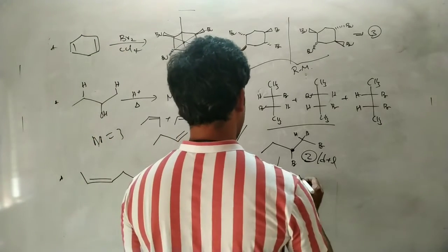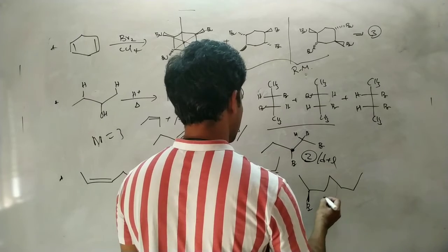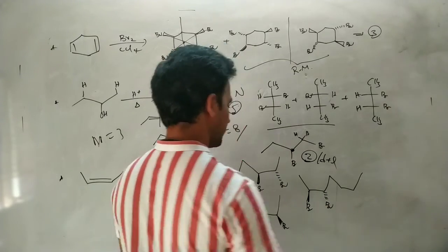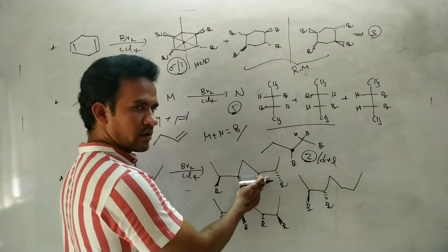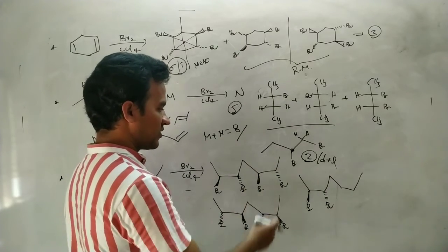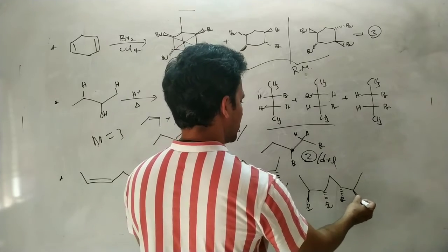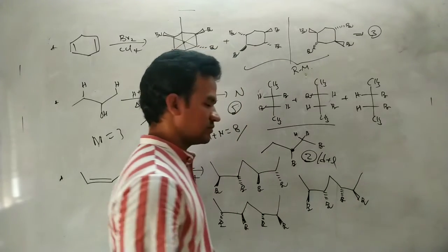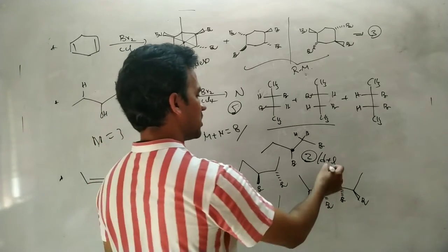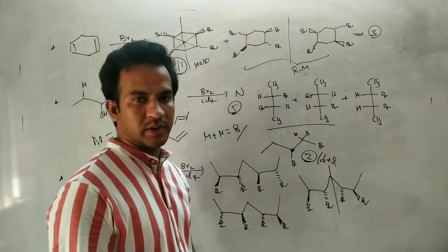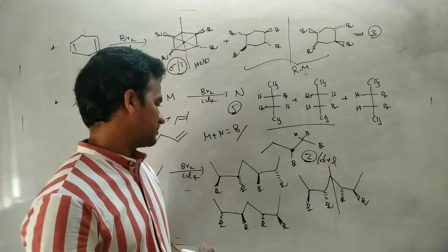Now next I am taking here above the plane bromine, this bromine below the plane. Now in this case, across the double bond, I am changing the fashion. Here I am taking this bromine below the plane, and this bromine above the plane. That is a possibility. This product is optically inactive because of the plane of symmetry. So again in this reaction we will get only three products.